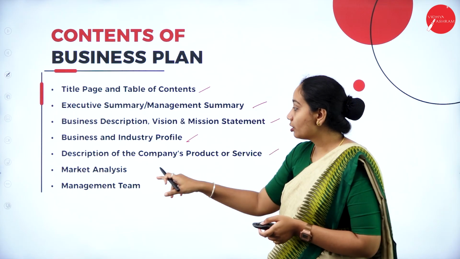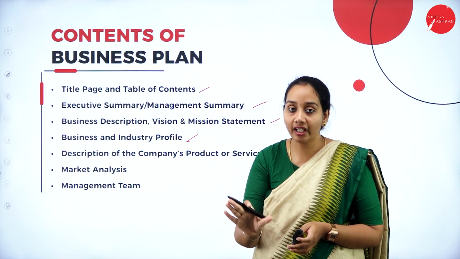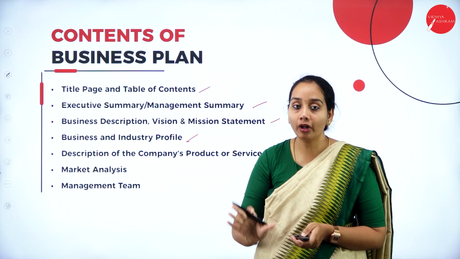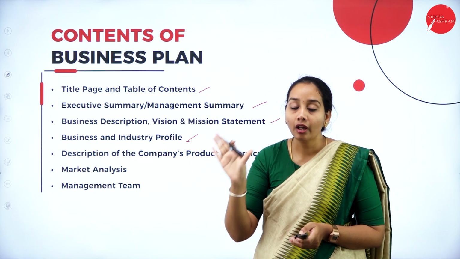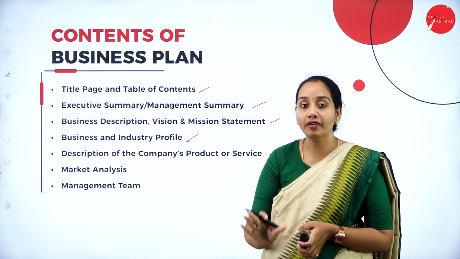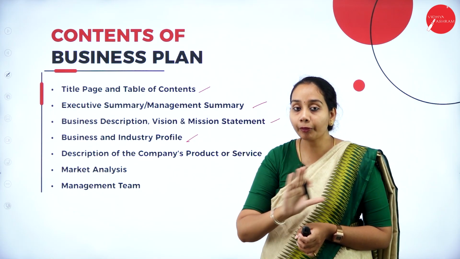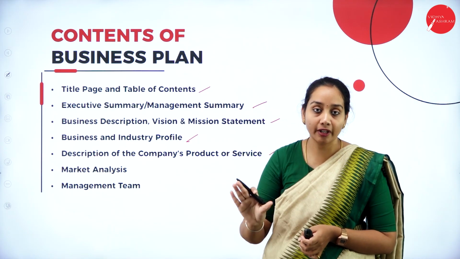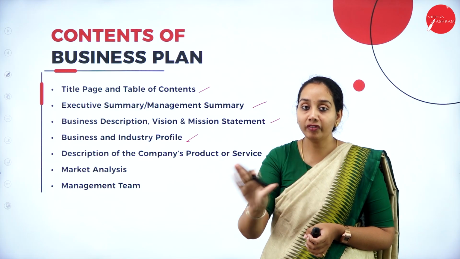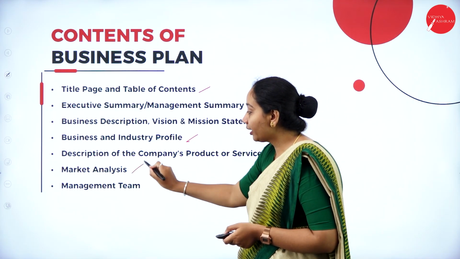Then the description of the company's product or services. That means the retailer or the promoter is going to give proper details about the company's product and the kind of services they are going to provide. Say if your company has a different kind of product line, you provide a brief description about each and every product. Or if you have only one product in your product line, a brief description about that is required in the business plan.